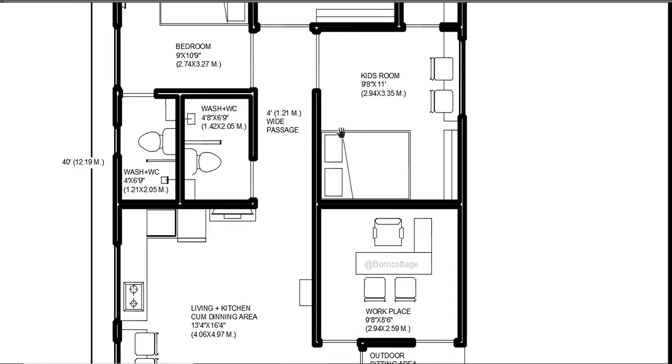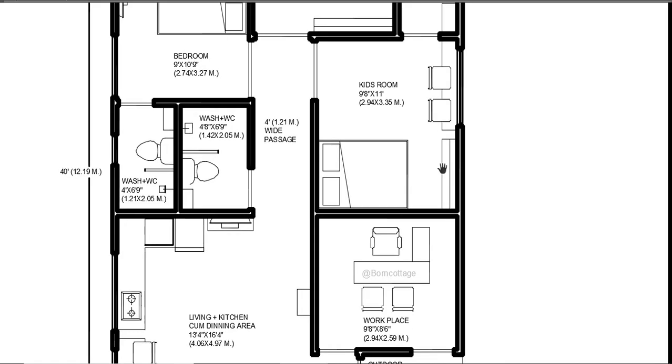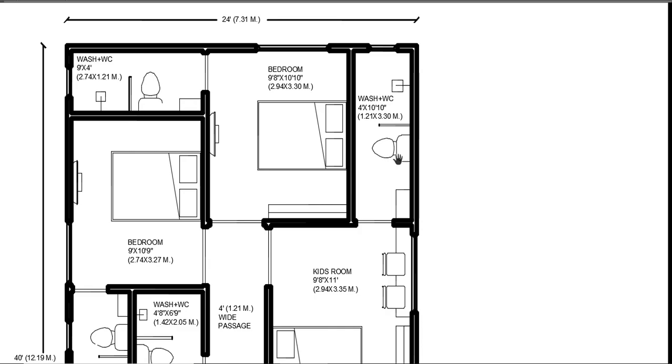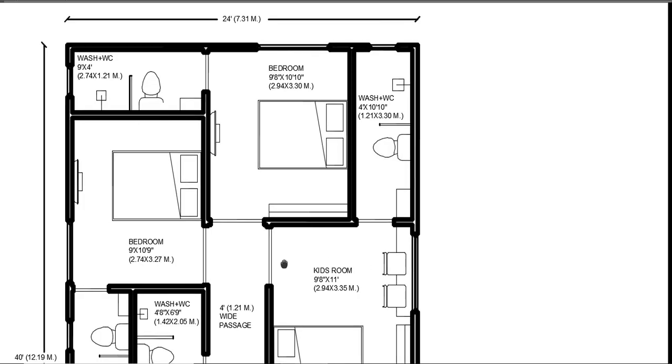So on the right side we have the kids room here. The size of the kids room is 9 feet 8 inches into 11 feet, in meter 2.94 into 3.35 meter. You can see here the bunk bed and also a wardrobe on the front wall, and we have a study table with 2 chairs and a large size window for ventilation of this room, and we have an attached washroom plus water closet here. The size of the washroom is 4 feet into 10 feet 10 inches, in meter 1.21 into 3.30 meter. You can see here the wash basin, water closet, and the shower area, and we have a ventilator for ventilation of this washroom. After that we will go on the left side.